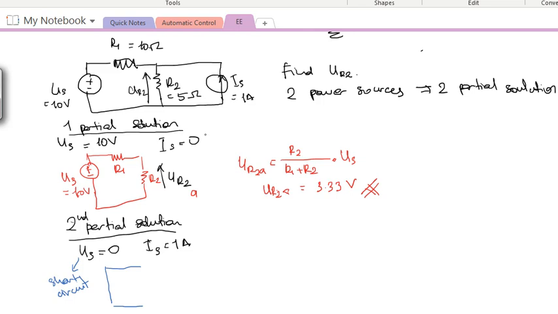When IS equals 0, previously this is what we call an open circuit. When US equals 0, it is now what we call a short circuit, because previously we had 2 points between here and here. We said US equals 10 volts, but now we say US equals 0 volts. It means this point and this point have the same potential, so it is basically the same point. So it is a short circuit. It is just a conductor connected to each other, right?